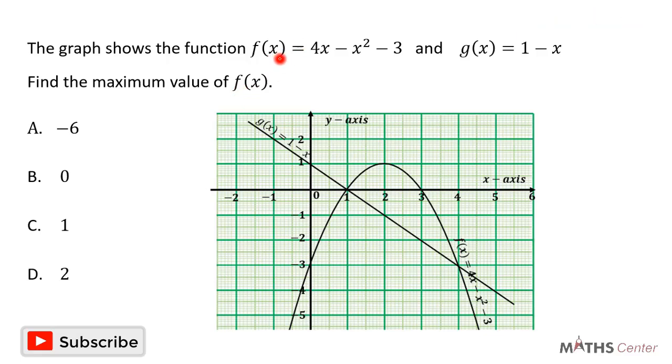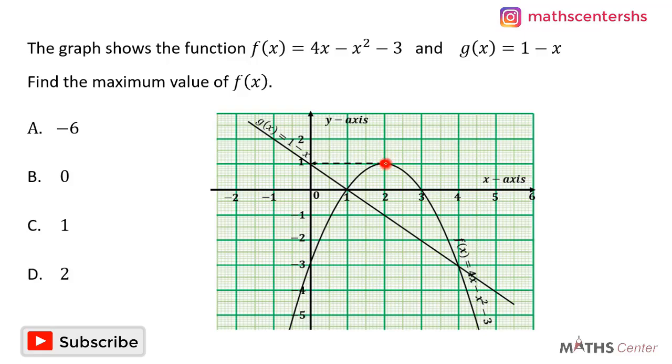F of x is the curve, so we are going to find the maximum value of the curve. To get the maximum value of the curve, we first have to locate the turning point, because the maximum value of the curve is the y-coordinate of the turning point. The turning point is the point where the curve turns. We can see from our graph that the curve turns at this point. The y-coordinate of this point will give us the maximum value.